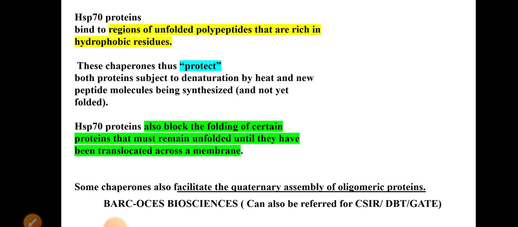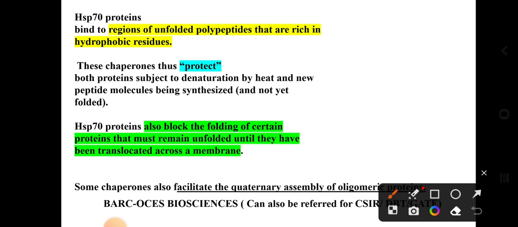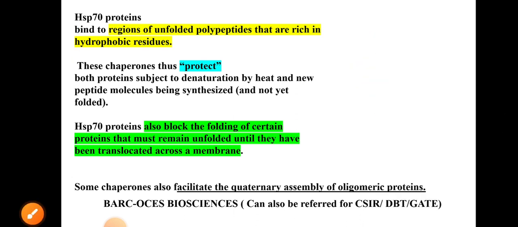Okay, so let's move on. Now, HSP70 proteins bind to regions of unfolded proteins. And where do they bind? This is important from your exam perspective. They bind to hydrophobic residues of your protein. So they go and bind the hydrophobic amino acids. These chaperones thus protect. What is their additional function? Their additional function is to protect both proteins subject to denaturation by heat and new peptide molecules being synthesized and not yet folded.